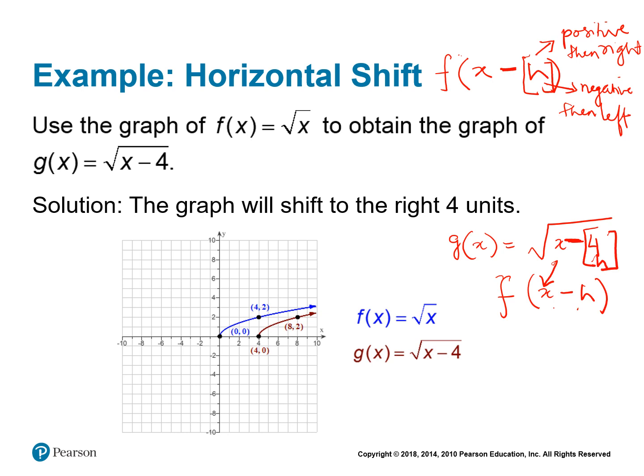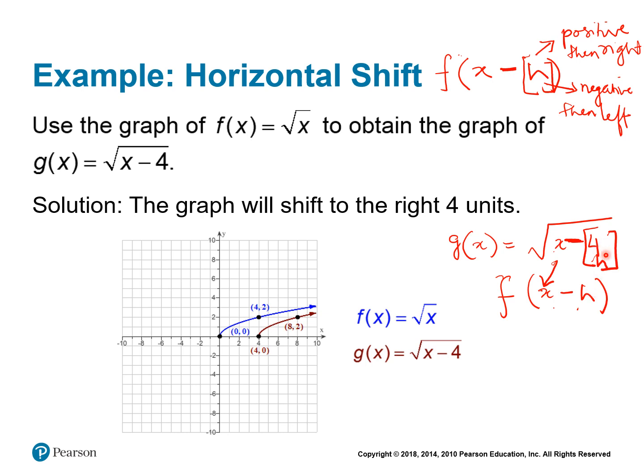So we have to fit the given equation, the given function, in exactly this form. So this x corresponds to this x, and this minus corresponds to this minus. So what is remaining? The 4. And this 4 represents our h, which is a positive 4.